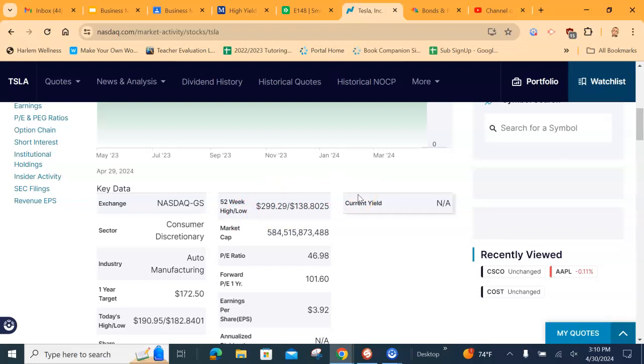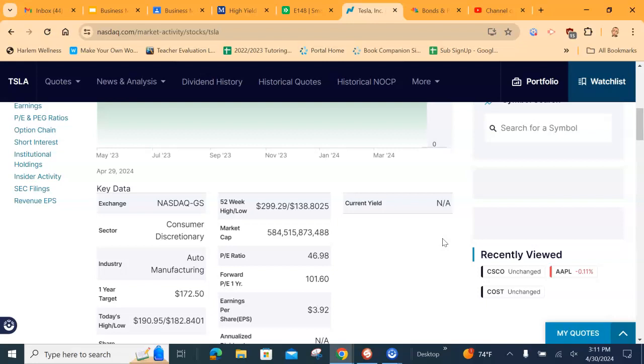So it's been as high as 299.29 and as low as 138.80. Now, today's high and low, right on here as well. Nothing hard to look at. But I would pay attention to how it compares its high, its low, and where it is now. It's kind of right in the middle right now, a little bit closer to the low, but it's not like it's hitting an all-time high here.